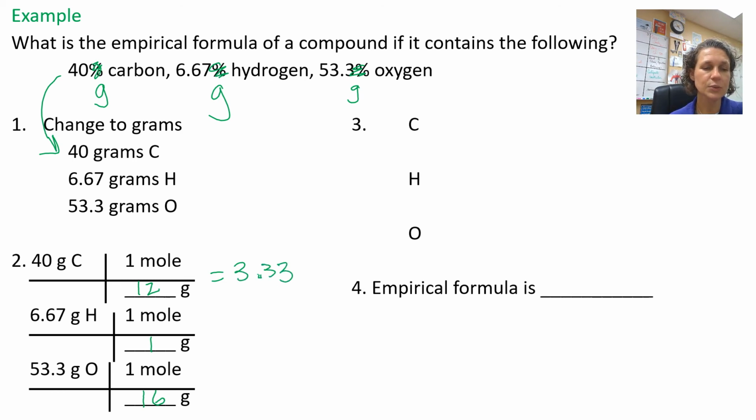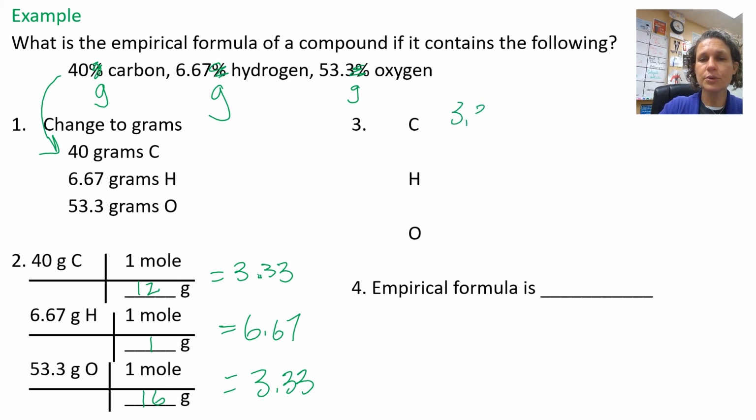Okay, then for the next one, 6.67 times 1 divided by 1 is 6.67. And then for the last one, 53.3 divided by 16 also gives us 3.33. Okay, so now I have my mole numbers. So the third step is where you pick the smallest mole number and you divide everything by that. So I have two numbers that are the smallest. They're the same number. So that's 3.33. So for the first one, 3.33 divided by 3.33 equals 1.